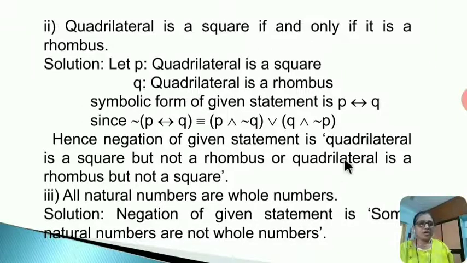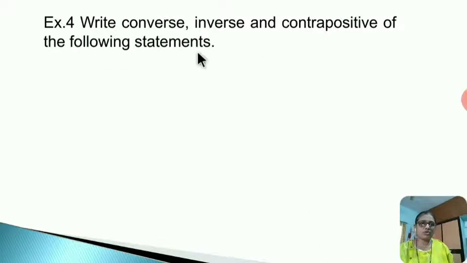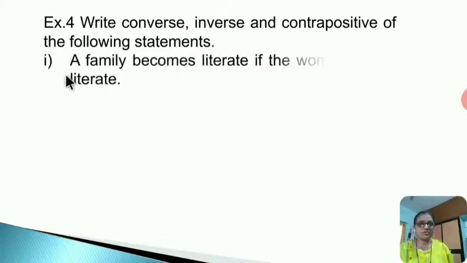Okay. Now our next example, example number 4. The common instruction is write converse, inverse and contrapositive of following statements. We know we can find converse, inverse and contrapositive of only the conditional statement. That means in this we are given some conditional statement. So see the first example. A family becomes literate if the woman in it is literate.